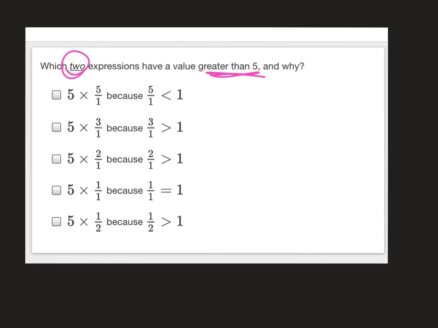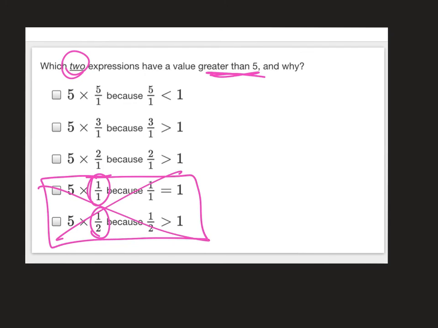So if I look down these answer choices, the first thing I'm looking for is any fraction that I'm multiplying times this whole number 5 that is larger than 1. So I noticed right off the bat, these bottom two right here are not going to be it because this one is equal to 1. So all it's going to do is make that 5 stay the same. This one is less than 1. So that one's going to make that 5 go lower. So I know these two cannot be my answer.